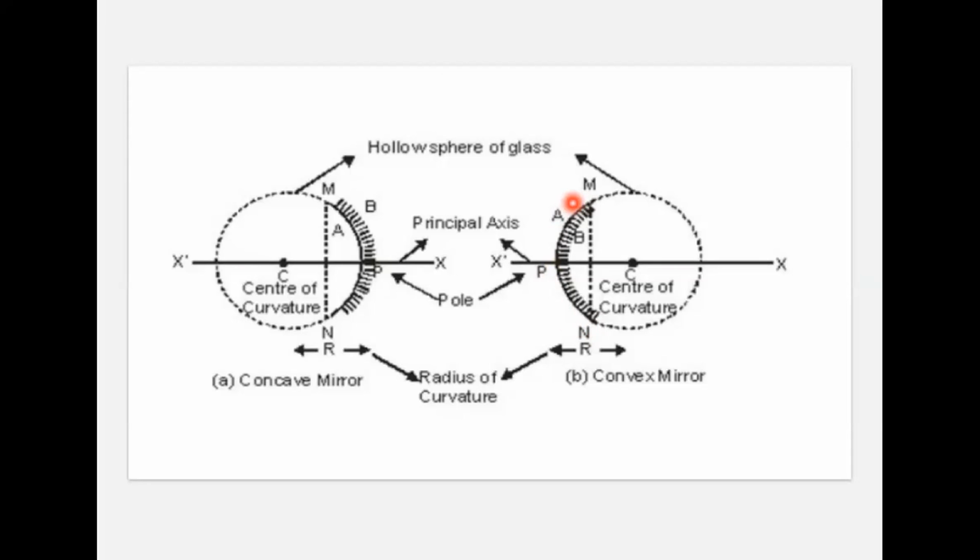In both the mirrors, if you carefully look, these terminologies are going to be the same. That is the center of curvature, then the principal axis, then the pole, then the radius of curvature. So even if it is a concave mirror or a convex mirror, both are going to have the same terminologies. So let us start with all these terminologies one by one.